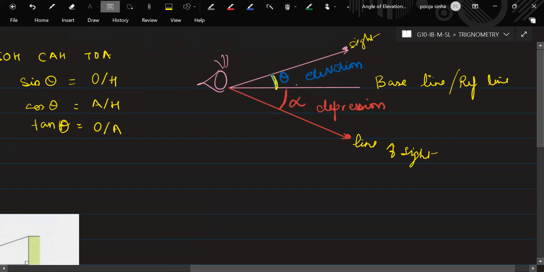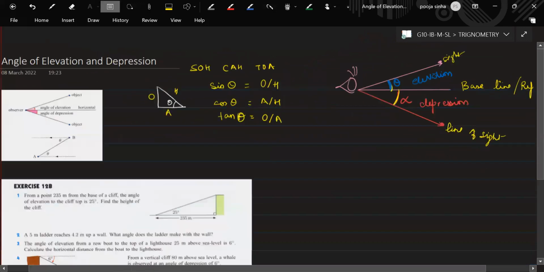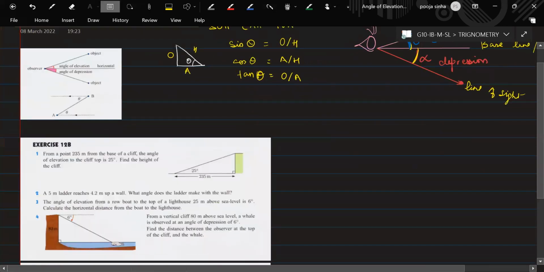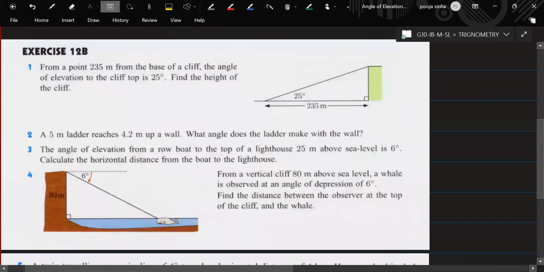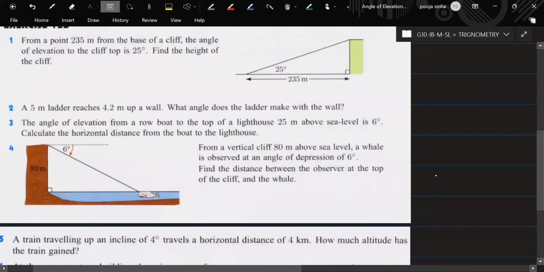The angle is being made between the baseline and the line of sight. This is very, very important. I hope this part is clear to us. Yes. Okay, now let's look at a question.